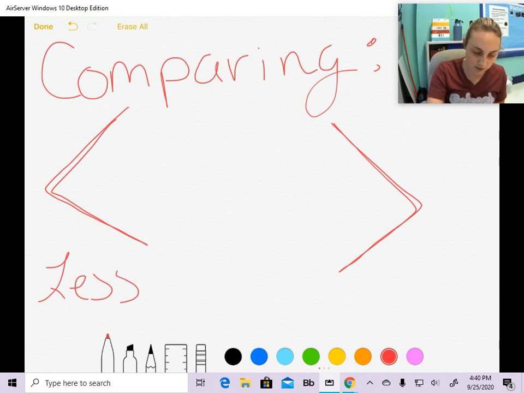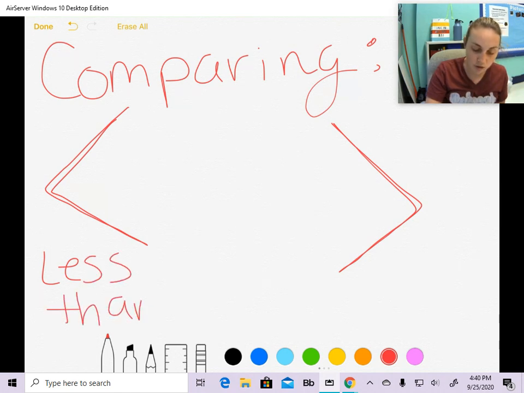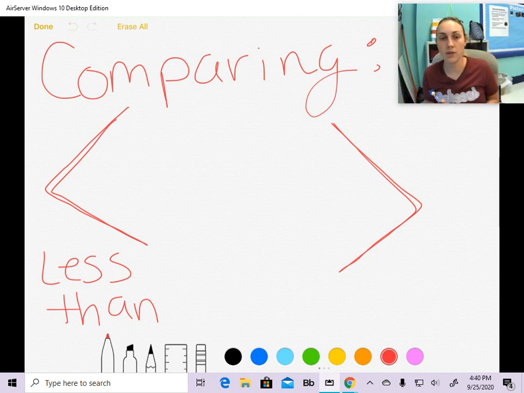Sorry about my chicken scratch. Let's try that again. Let's try less than. Okay. So whenever you read this, you would read it as 4 is less than 5, okay?